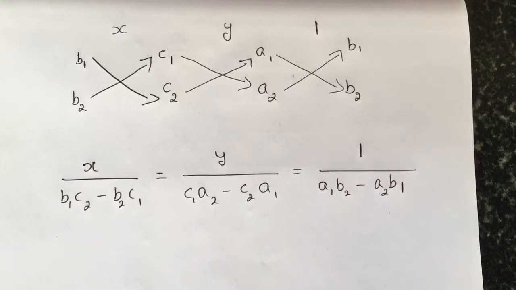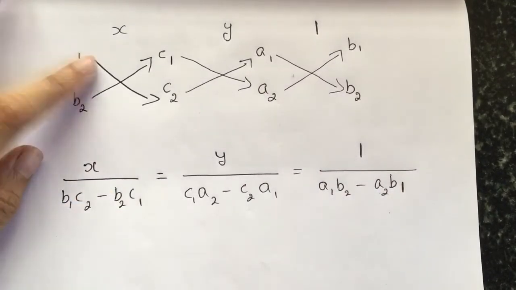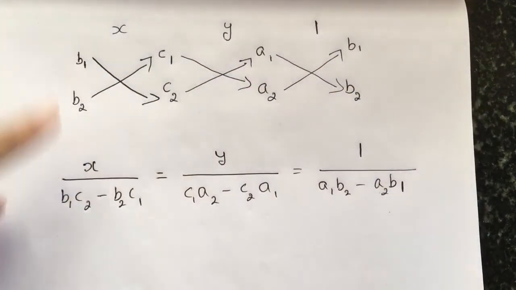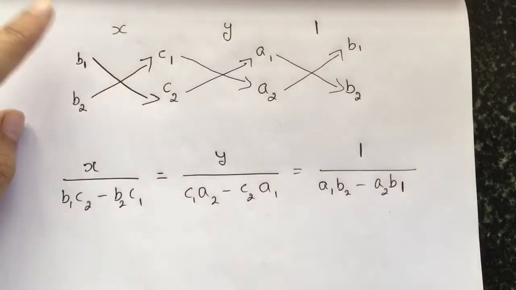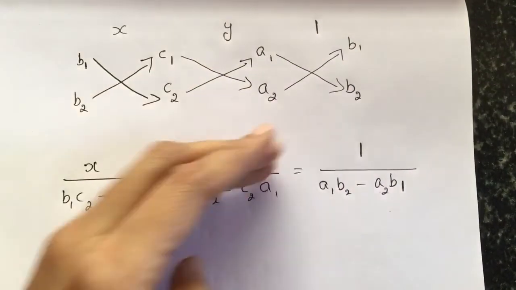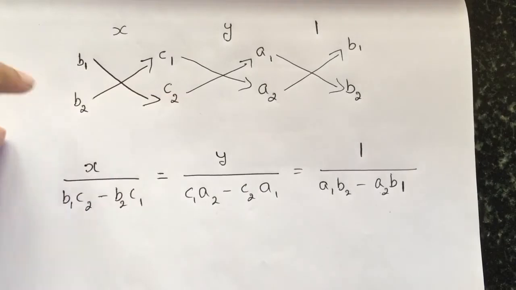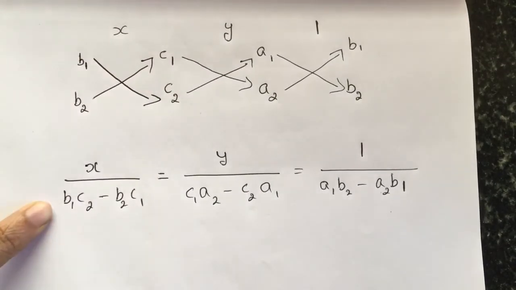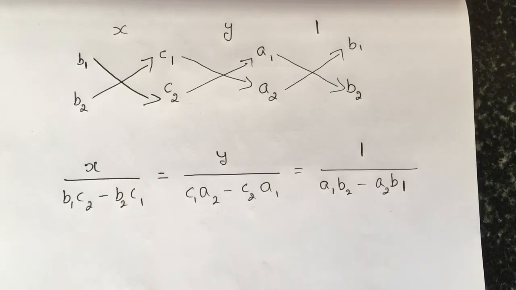Okay, so this is how you can write the coefficients, and then apply this. Always take from left to right and top to bottom, so that it is b1 c2 minus b2 c1. So x divided by that. So let us go for a problem.